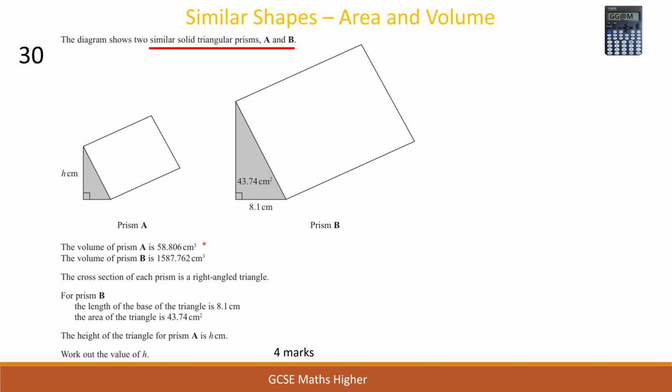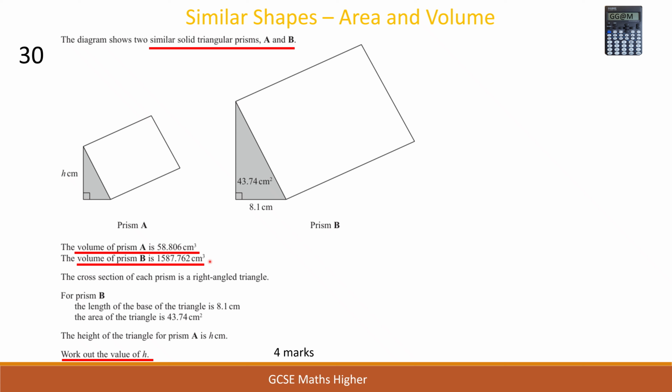You're told that the volume of prism A is 58.806 and the volume of prism B is 1,587.762 centimeters cubed. Now the cross section of each prism is a right angle, as you can see in the diagram, and you've got the lengths which are given. So all this information up here is given on the diagram. The 8.1 for 43.74 is the area of this shape here. The height is h over here, and you've got to work out the value of the height.